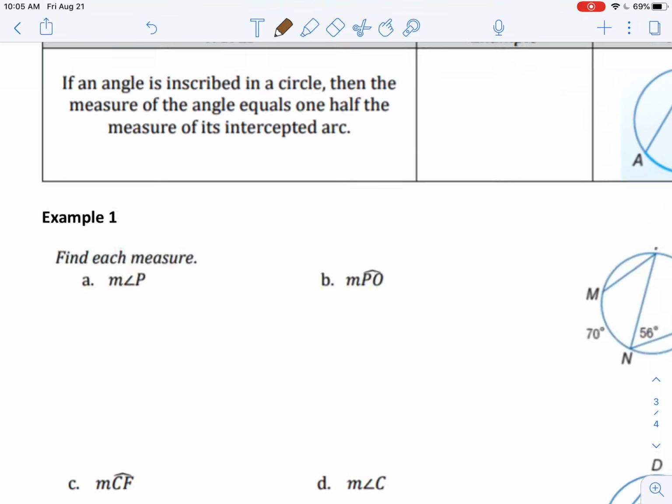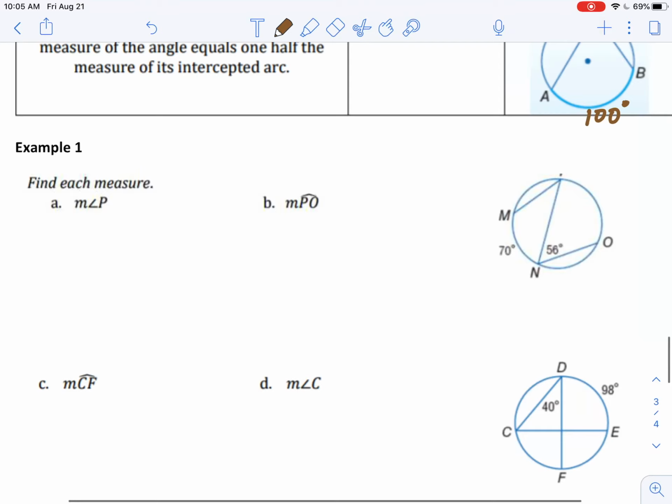Okay? So, using that, let's go through some of these. Find each measure. So letter A, angle P. Oh boy, it looks like the P got cut off. It's supposed to be right there. Okay, so angle P is an inscribed angle, and it's opposite the arc of 70 degrees, so it's half of 70, which is 35.